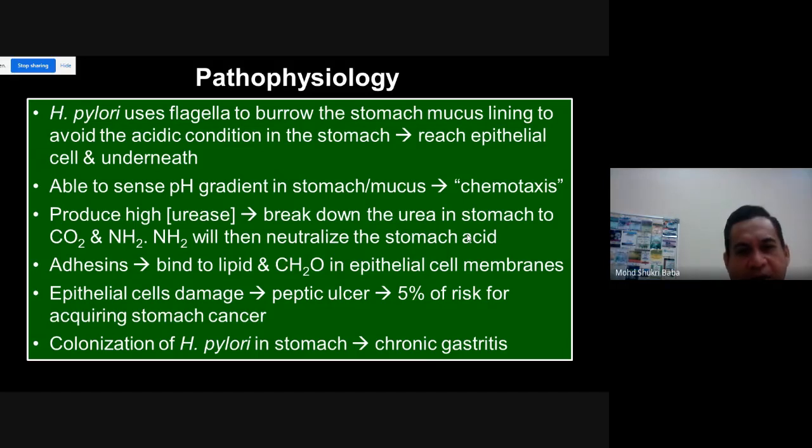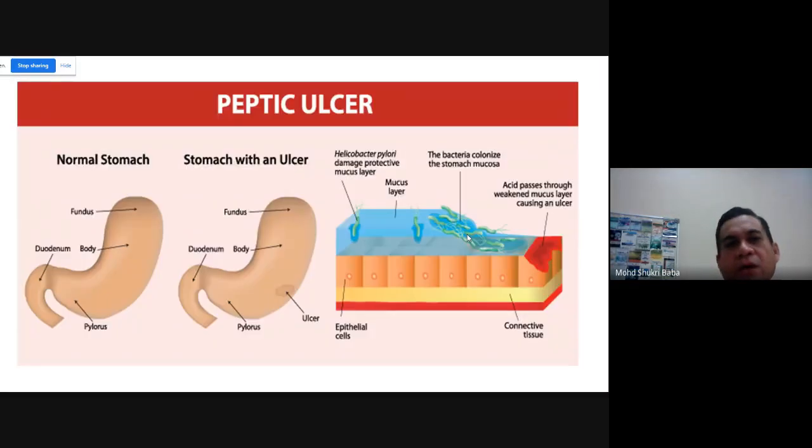Alright, saya kata dah tadi, okay, because they are able to reach your epithelial cell and also underneath of that, so you akan probably dapat fatty ulcer. And then the colonization of Helicobacter pylori in the stomach also can cause chronic gastritis. So this is the condition on how stomach ulcer can occur. Normal stomach macam biasa, okay, you have a duodenum, body of the stomach, pylorus, fundus. So stomach with ulcer, okay, kadang-kadang katakanlah ulcer kita bentuk di sini. Kalau you enlarge this situation into this diagram, what happens is that Helicobacter pylori will damage the protective mucus layer.